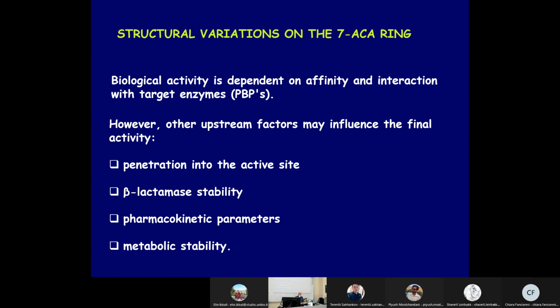So we can summarize all modifications performed on cephalosporins. In particular, we have seen how to increase the hydrophilicity in order to increase their penetration into the active site, how to increase the beta-lactamase stability, oxime in the side chain, pharmacokinetic parameters, okay, to have stability to the acidic condition, and also metabolic stability.